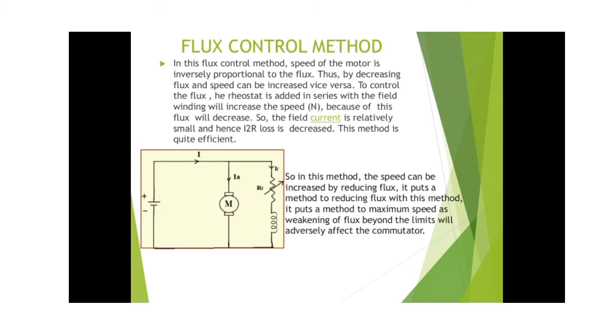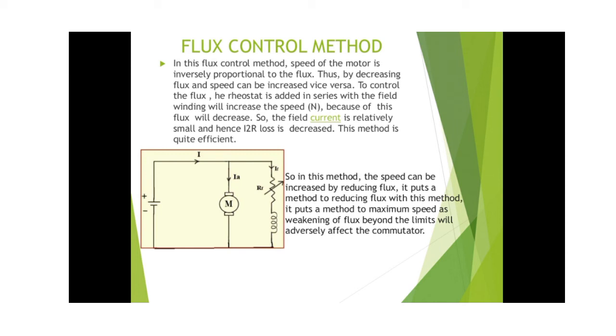Now, the flux control method. In this flux control method, speed of the motor is inversely proportional to flux. Thus, by decreasing the flux, speed can be increased, and vice versa. To control the flux, a variable rheostat is added in series with the field winding, which will increase the speed. Because of this, flux will decrease. The field current is relatively small and hence the I squared R loss is small.